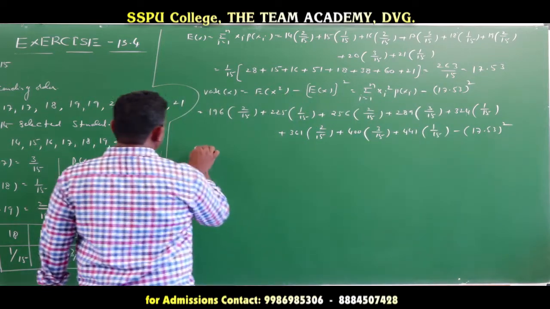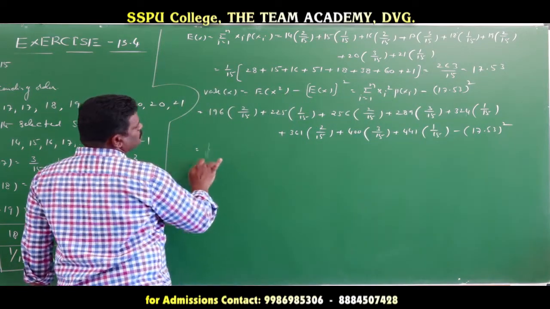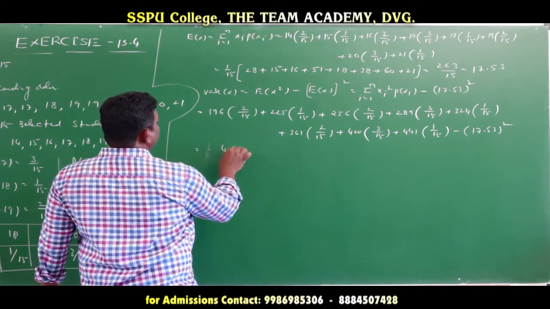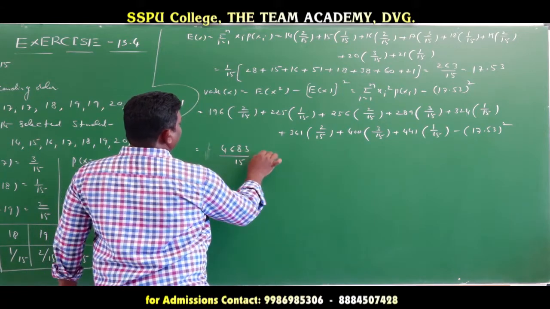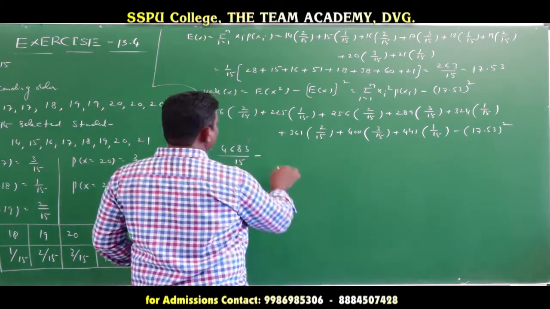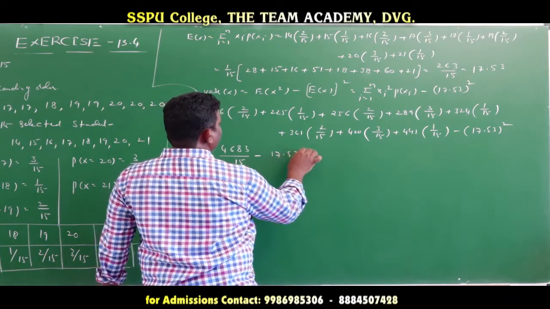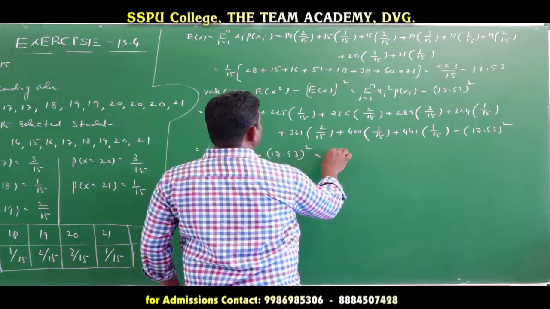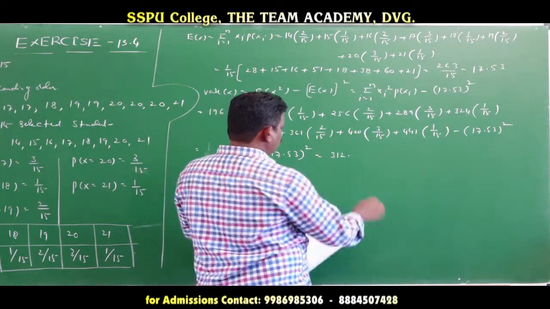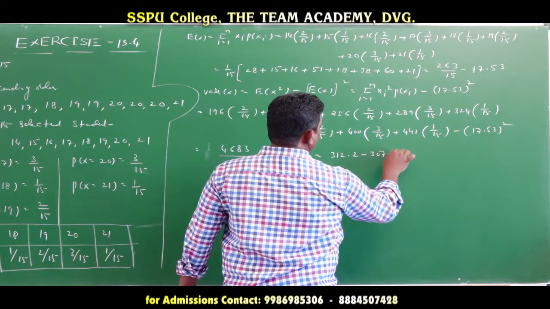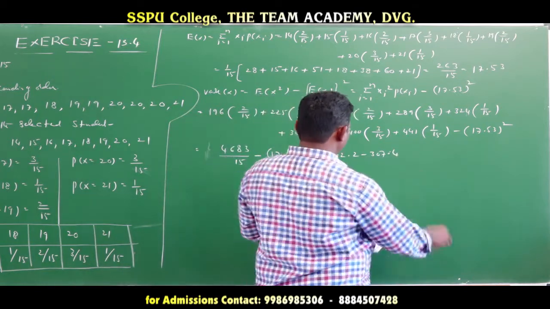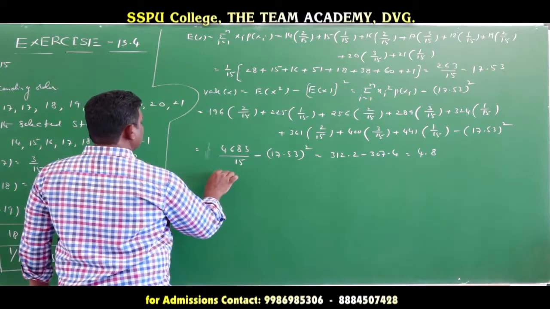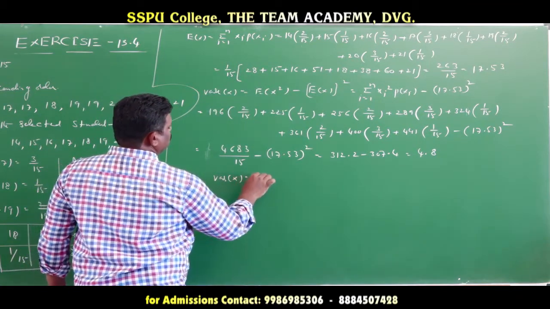Now if we take 1 by 15 common, and multiply the total, we get 4683 by 15 minus 17.53 whole square. Now if you simplify this total value, 312.2 minus 307.4 is equal to 4.8. That variance is 4.8. Variance of x is equal to 4.8.